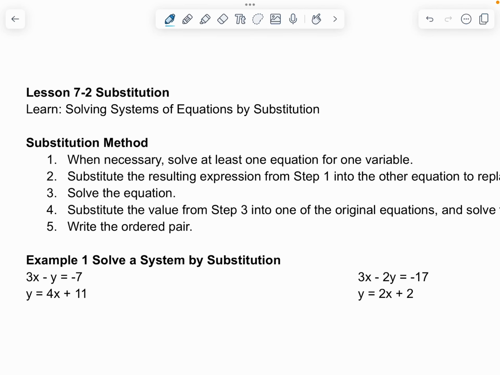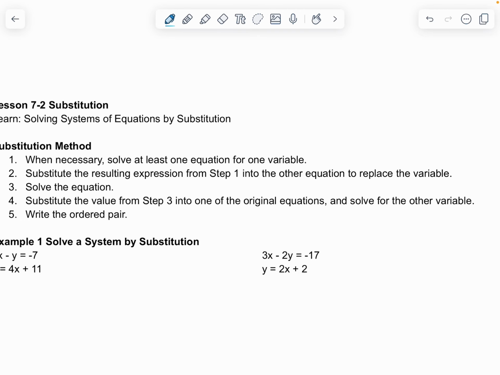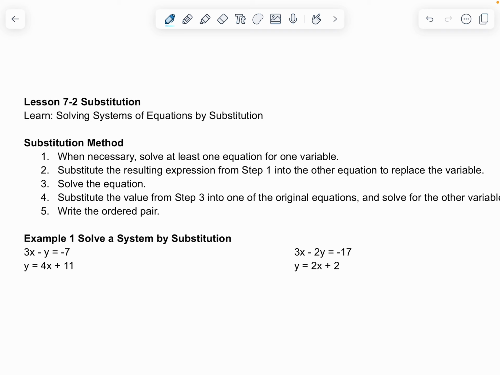Okay, so now we're doing substitution. You did substitution before. We're just going to take what we did before and add a little more to it. So, when necessary, solve at least one equation for one variable. One of the equations has to either say y equals or x equals. It doesn't matter which one.